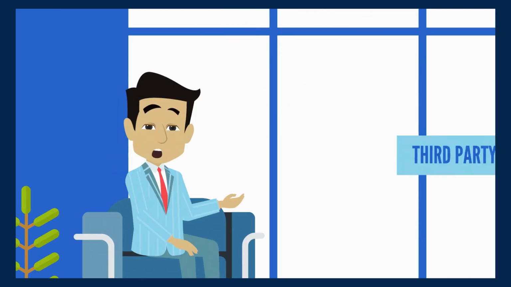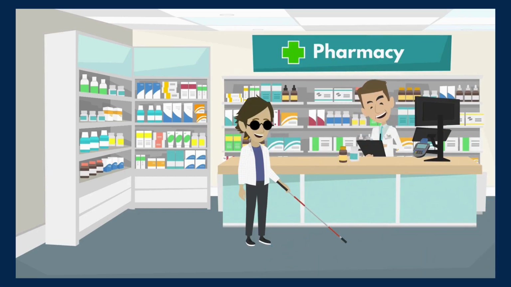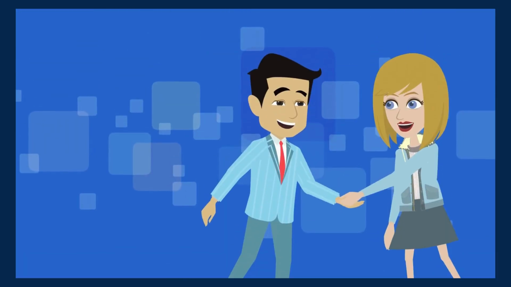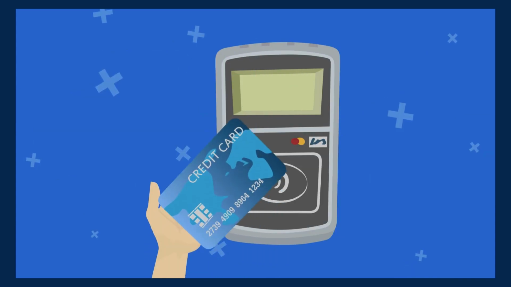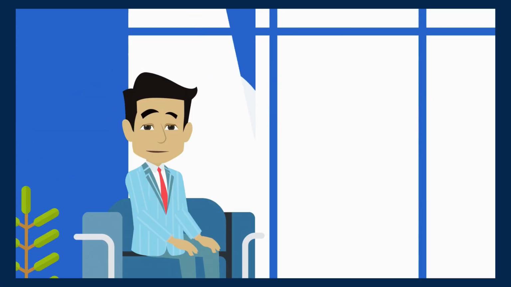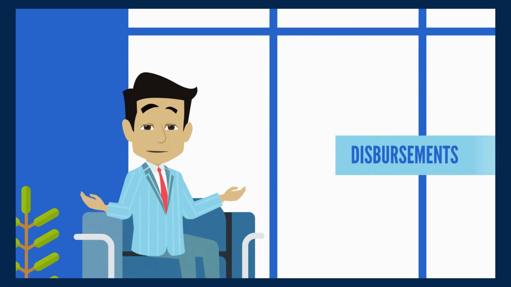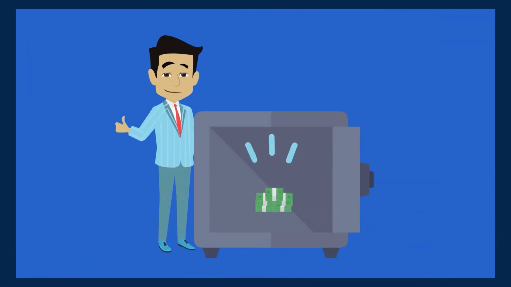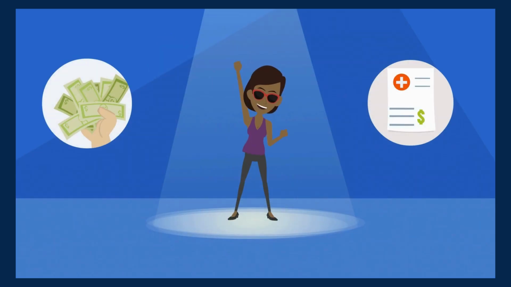However, like number 6 says, we can always pay a third party. This means we can pay a vendor directly, reimburse your friend or family member, and even pay your credit card bill. Number 7. The second biggest rule for your trust is that all disbursements must be for your sole benefit. This means that the money can only be spent on you.